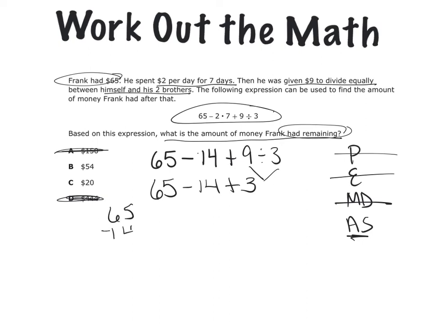65 minus 14. Even if you can do this in your head, take the 2 seconds. Write it down. Double check your answer. So you have 51, and then you have 51 plus 3, which gives you the 54. So B would have been the correct answer.